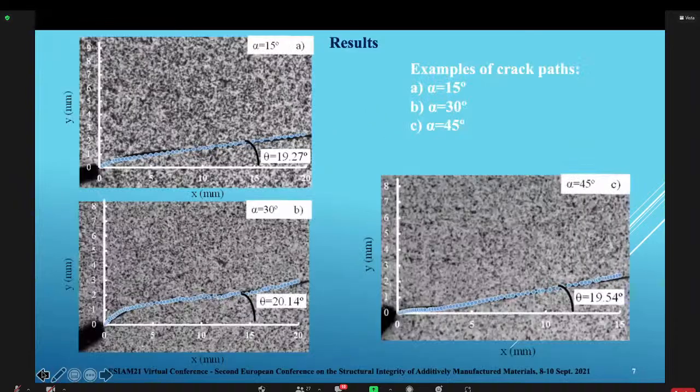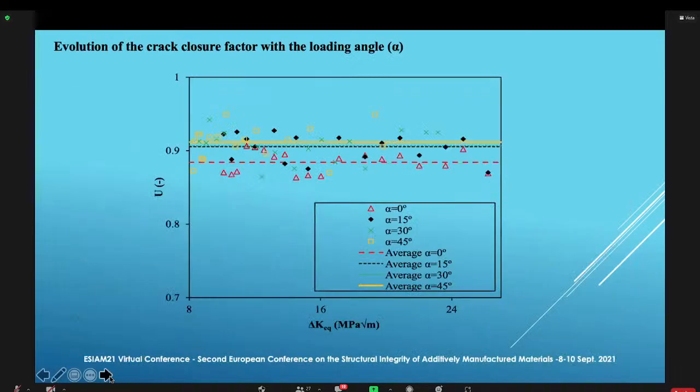Sorry, the loading angles in the three cases: we analyzed three loading angles, 15, 30, and 45. In all three cases, the angle of the crack was more or less similar, around 20 degrees. This means the crack closure parameter was also similar. This is the load ratio parameter, U against delta K equivalent, and it was observed to be similar for all the loading angles, with a slightly lower crack closure level for the three loading angles than for 0 degrees, but similar.